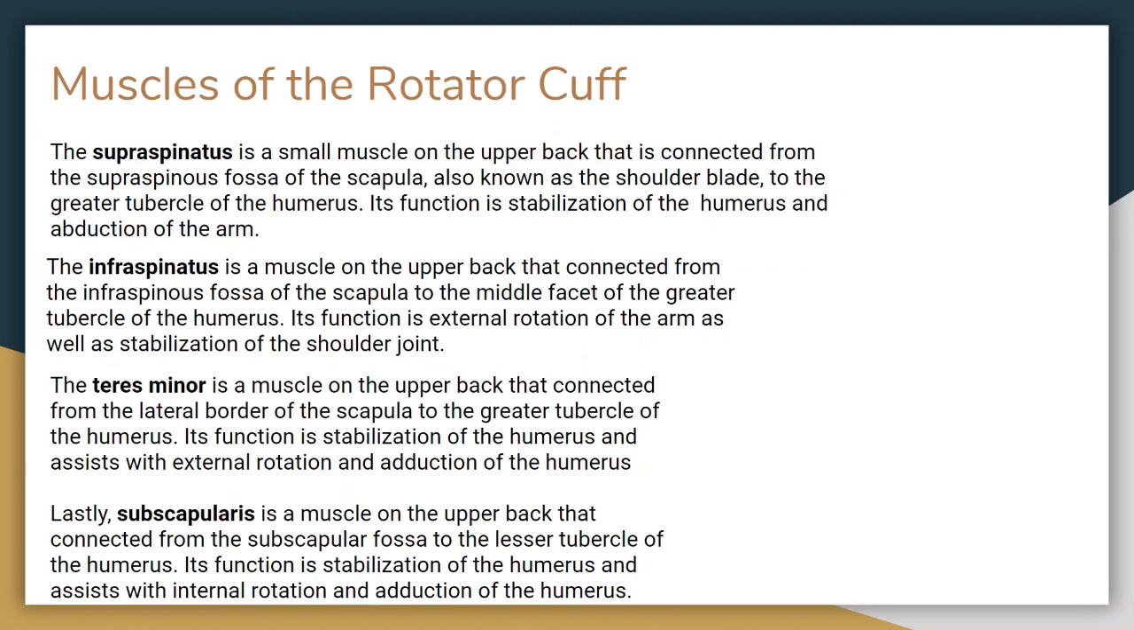The teres minor is a muscle on the upper back that is connected from the lateral border of the scapula to the greater tubercle of the humerus. Its function is stabilization of the humerus and assisting with external rotation and adduction of the humerus.